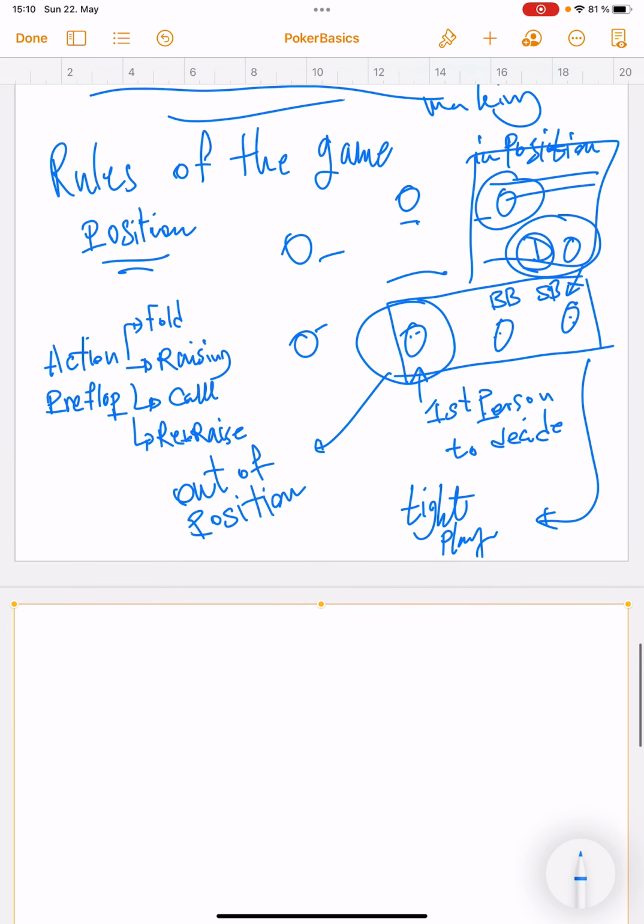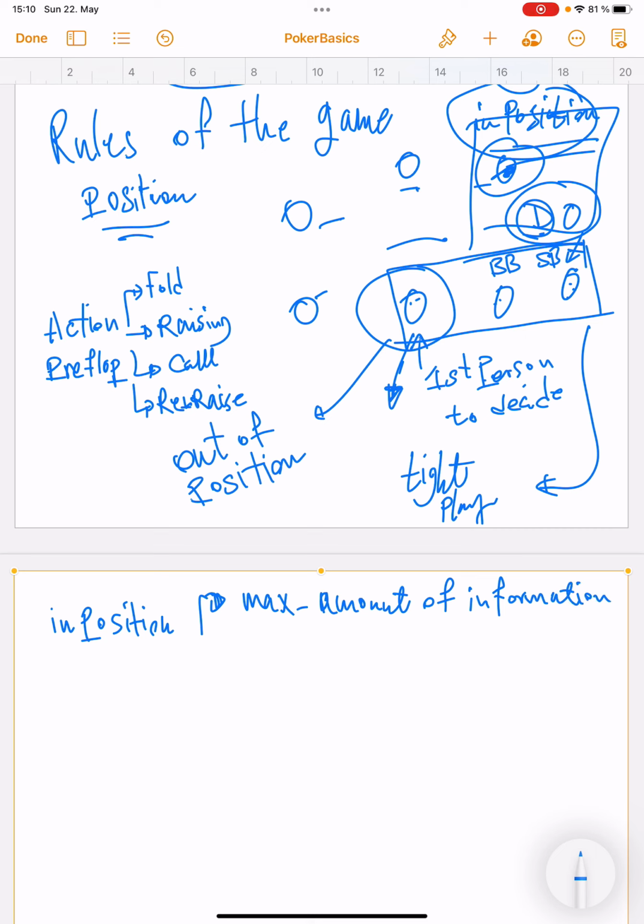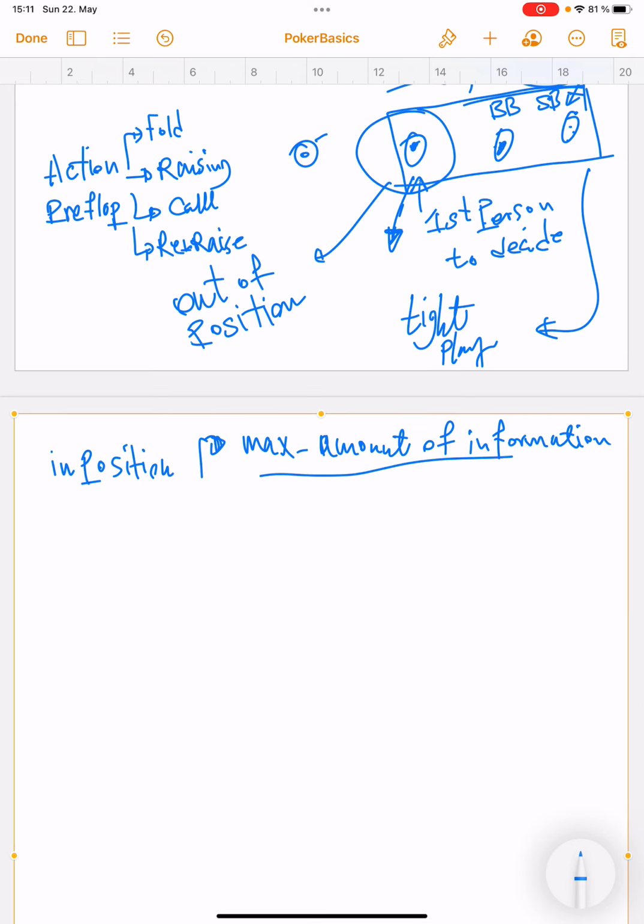So now we've learned also another terminology. So out of position is here. The people who are very close to the dealer, and in position are the people who have the authority to make their decisions after everybody has already said something. So these people are getting the maximum amount of information, because everybody before them has already taken some action. Either they have checked, they have folded, or they have bet. So they have the maximum amount of information.